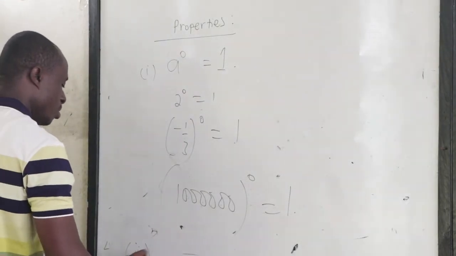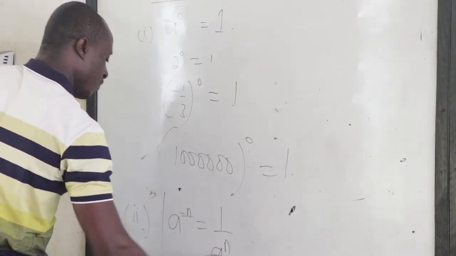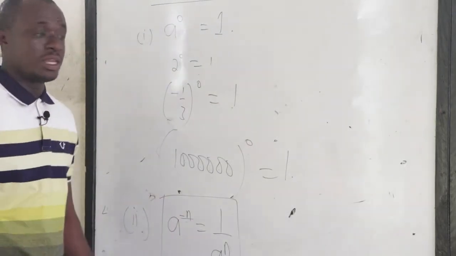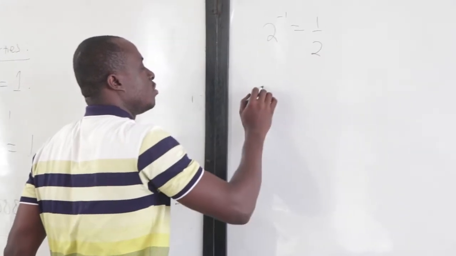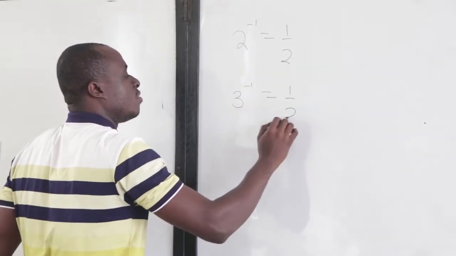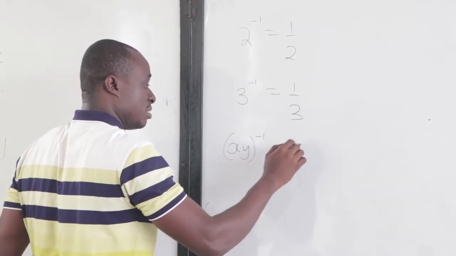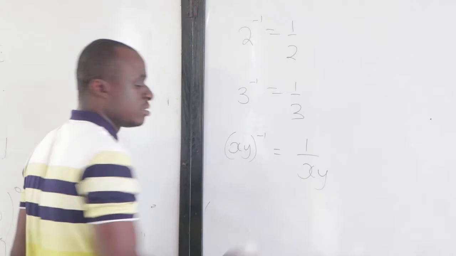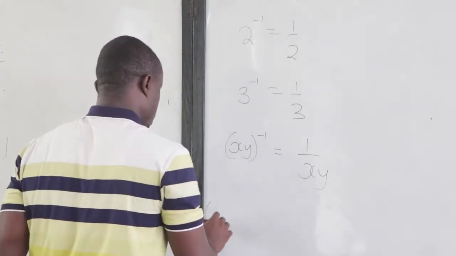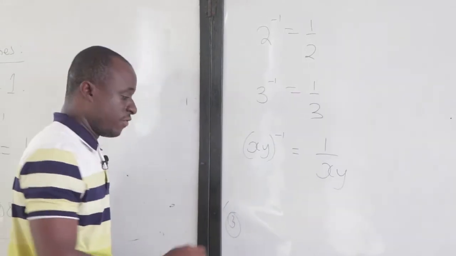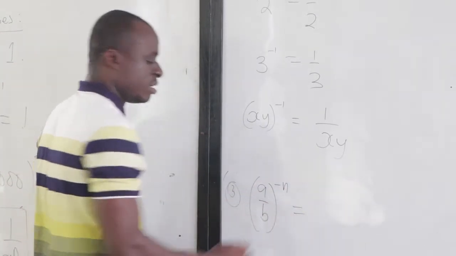And then also, if you have a to the power negative n, this is the same as 1 over a to the power n. An example is, if you have 2 to the power negative 1, that is 1 over 2. If you have 3 to the power negative 1, 1 over 3. If you have xy all to the power negative n, this is the same as 1 all over xy to the power n. And then also, a reduction from this, if you have a over b all to the power negative n.